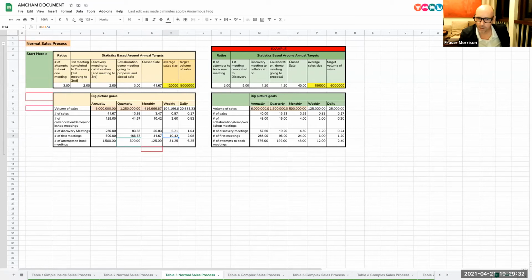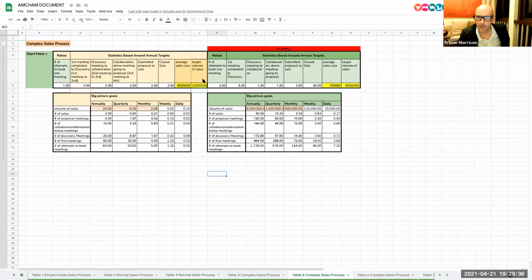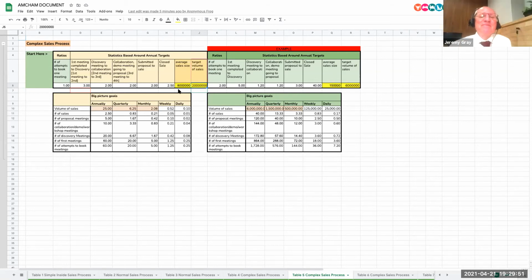So let's take a quick look at the complex sale. Table 5. Okay, so we've got 20 million. Is that right, 20 million? Well, you guys, 2.5 sales a year. That's the job I want. Very nice. Okay, but let's play with this.